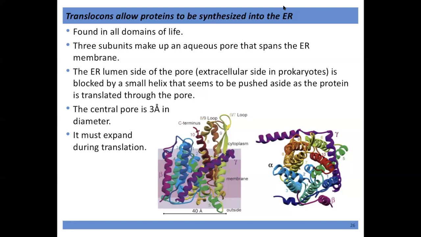Okay, so these translocons, they allow the proteins to be synthesized in the endoplasmic reticulum. They're found in all domains of life. There's 3 subunits, and the key is that they make this aqueous pore that spans the ER. So if you look here, this is the hydrophobic region of the bilayer. Here's where the polar head groups would be. And it spans the bilayer and provides a hole for the protein to move through.